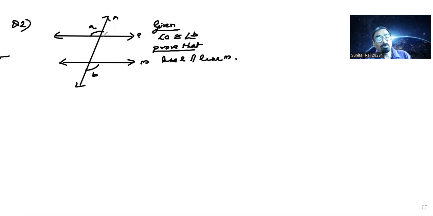Now A and B are congruent. Both these angles are congruent. You want to prove this line l is parallel to line m. This is line l. Okay, you want to prove that line l is parallel to line m.